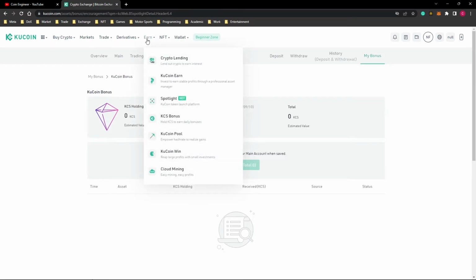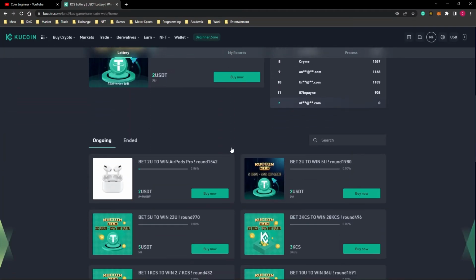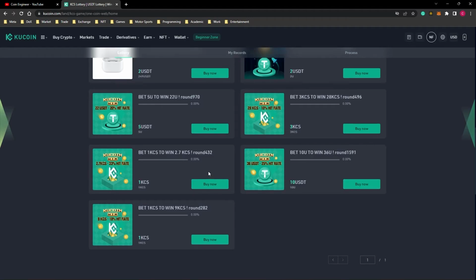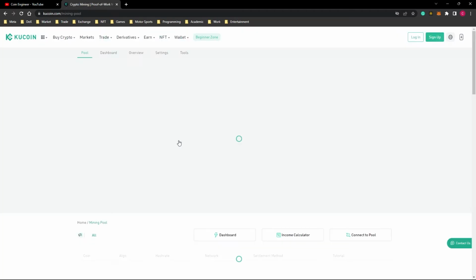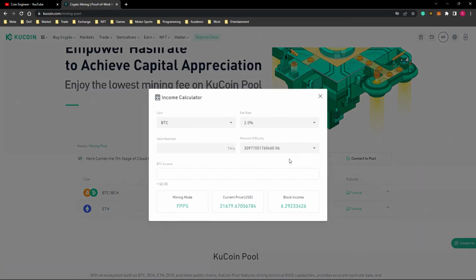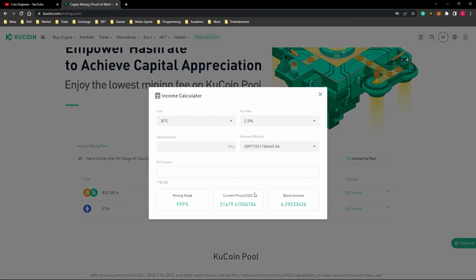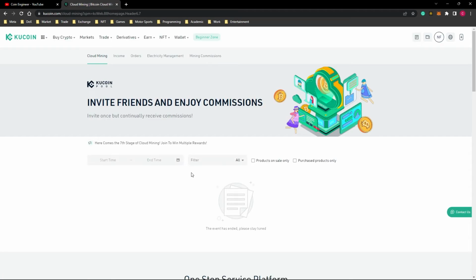By holding KCS tokens you can also participate in KCS lottery events. Here you can see the ongoing and ended lotteries. You can purchase more than one ticket to increase your chances of winning. Here we have the mining options. If you are interested in mining, you can watch our Bitcoin from the scratch playlist to learn everything about it. You can use this calculator to estimate your daily Bitcoin or Ethereum earnings. Also you can use cloud mining and earn passive income by inviting more friends to KuCoin Exchange.